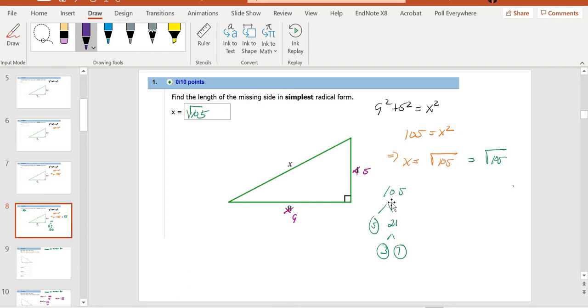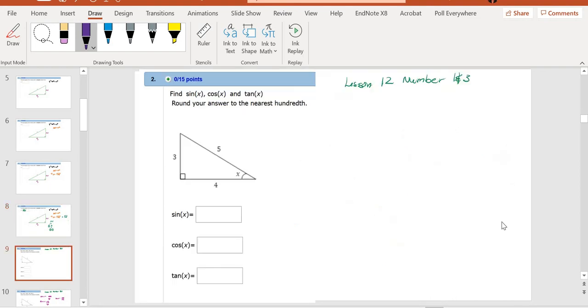But if I had a pair of primes that divided 105, for every 2, I could pull out 1. And that's what would go here. But here I don't have anything I can pull out, so it just stays square root of 105.